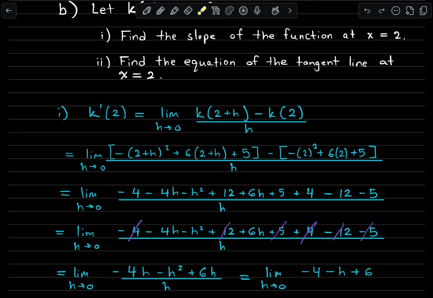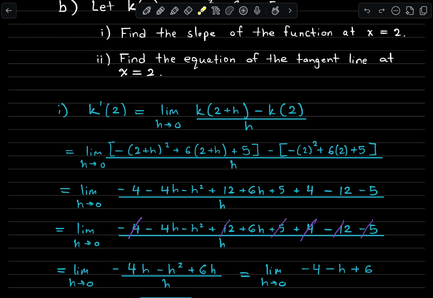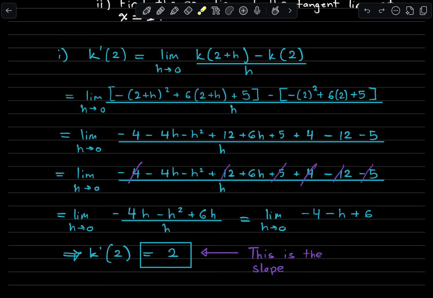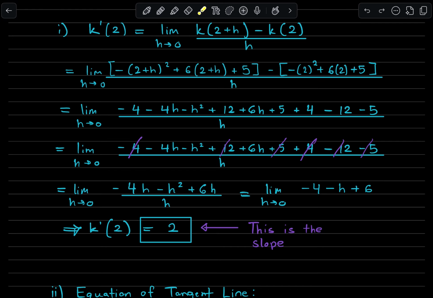We go ahead and factor out an h from the top and divide that with the 1 on the bottom. We'll be left with the limit as h approaches 0 of negative 4 minus h plus 6. Go ahead and now use direct substitution, plug in 0 for h. And we're left with just negative 4 plus 6, which is equal to 2. So our slope of the tangent line here at x equals 2 is m equals 2, or k prime of 2 is also equal to 2. All right, so this is our slope.